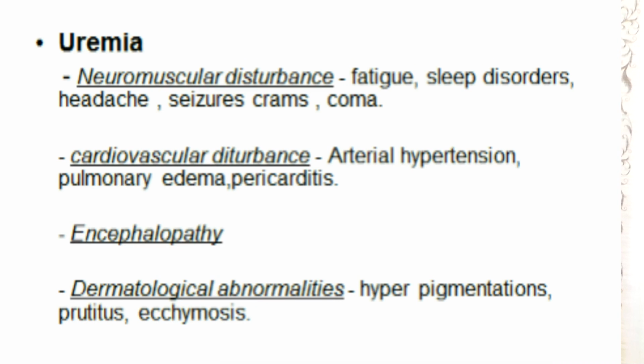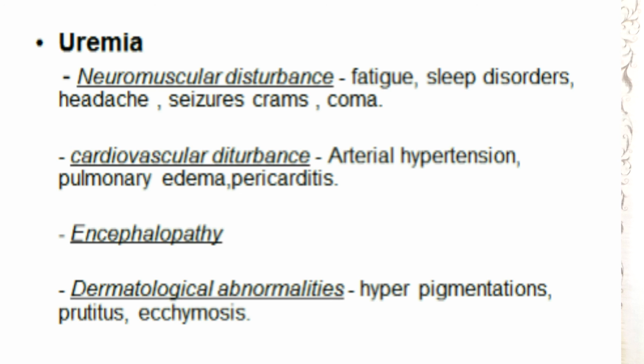Then we go to abnormal excretory function. As we all know, the kidney excretes metabolic waste products. When these are not excreted, it causes uremia. Uremia gets accumulated in various different organs, even muscles and heart, which causes clinical features. The first one is neuromuscular disturbance, which causes fatigue, sleep disorders, headaches, seizures, and in severe cases coma.